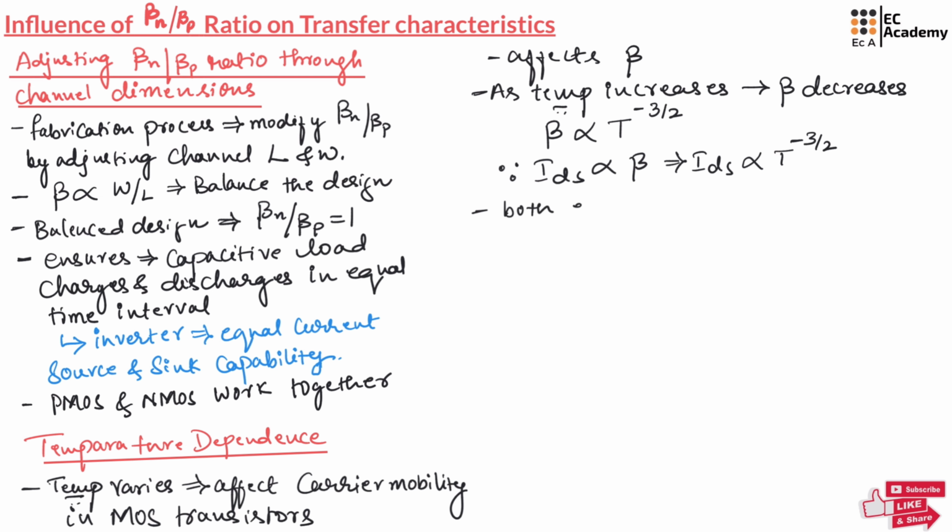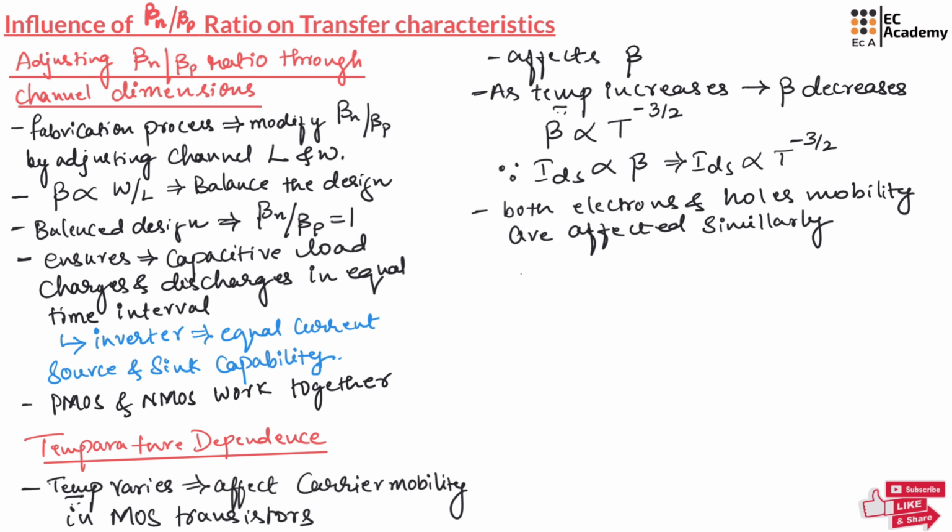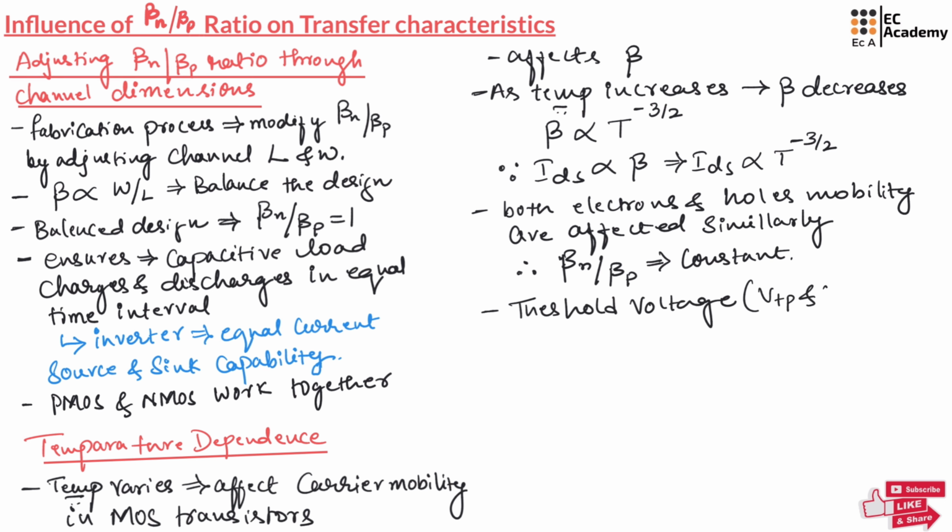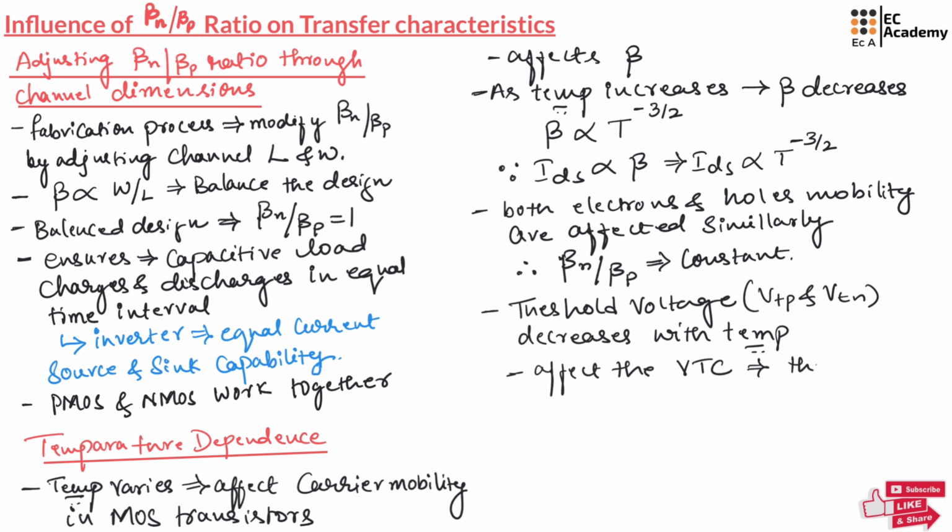Here, both electron and hole mobility are affected similarly. Therefore, the ratio beta n by beta p will remain constant. However, the threshold voltages, both VTP and VTN, decrease with temperature. This will affect the voltage transfer characteristics, which will cause the transition region to shift.